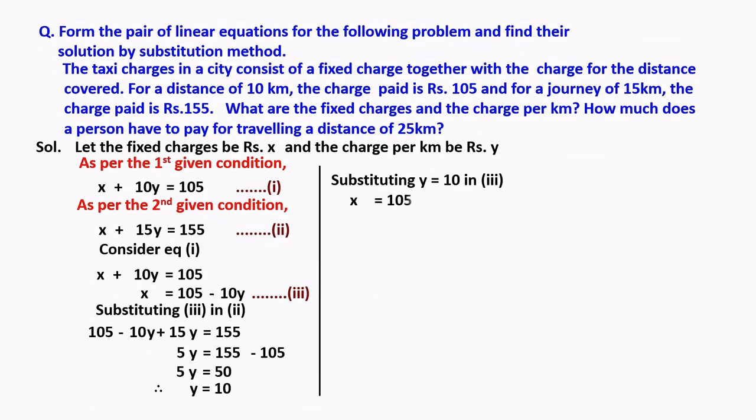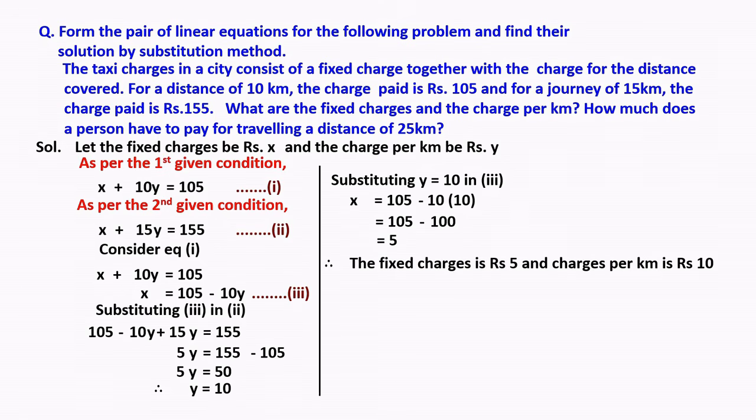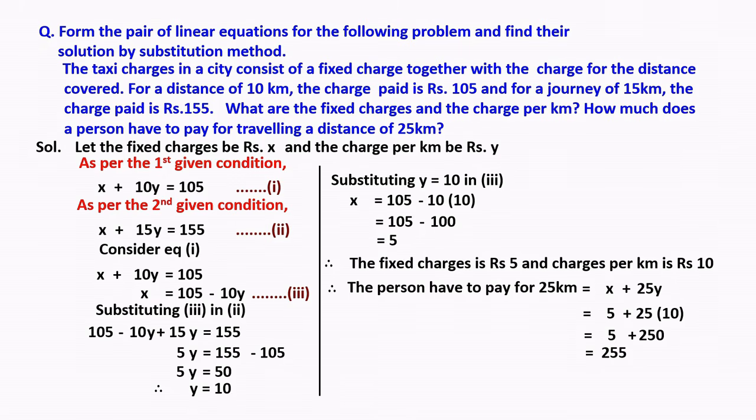Now substitute y equals 10. x equals 105 minus 10 times 10. x equals 105 minus 100. x equals 5. So, the fixed charge is rupees 5 and the charge per kilometer is rupees 10. Now, for 25 kilometers, total fare equals x plus 25y equals 5 plus 25 times 10 equals 5 plus 250 equals 255. Therefore, the person has to pay rupees 255 for 25 kilometers.